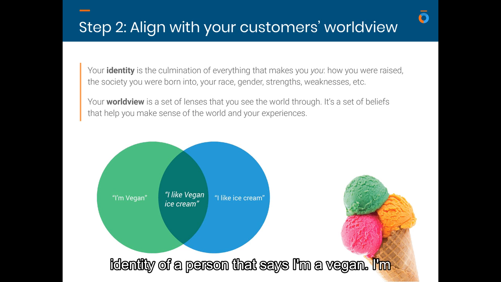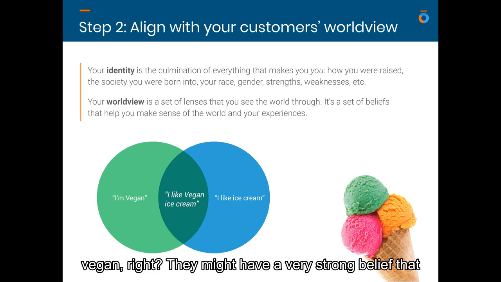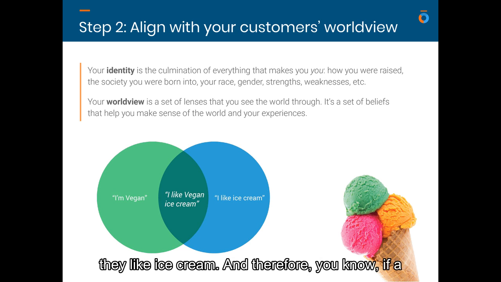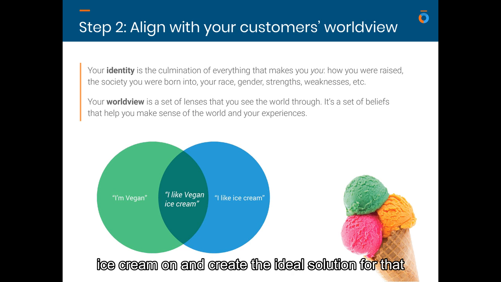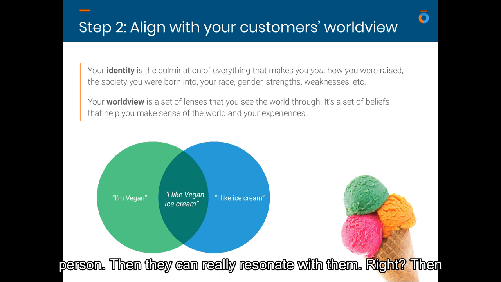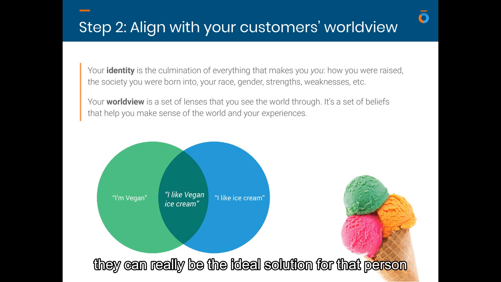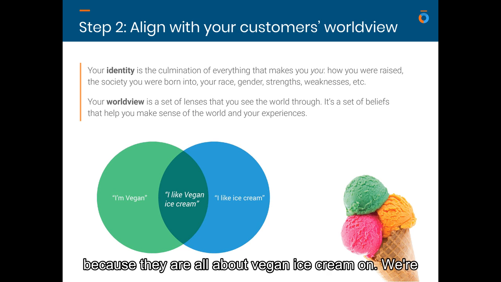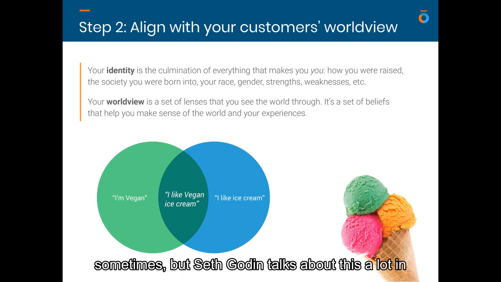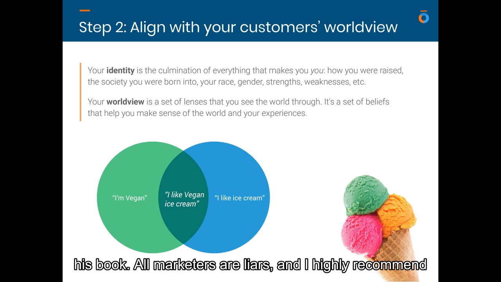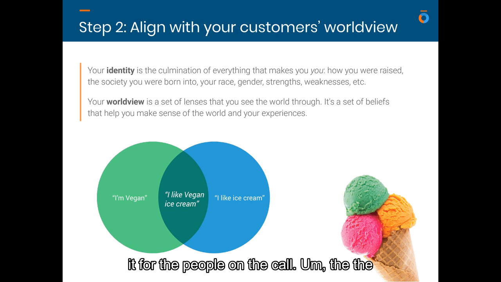So the identity of a person that says, I'm vegan, right? They might have a very strong belief that they like ice cream. And therefore, if a business can find an overlapping worldview of I like vegan ice cream, and create the ideal solution for that person, then they can really resonate with them, right? Then they can really be the ideal solution for that person, because they are all about vegan ice cream. We're going to get into a little more detail with this one because it's a little hard to unpack sometimes. But Seth Godin talks about this a lot in his book, All Marketers Are Liars, and I highly recommend it for the people on the call.